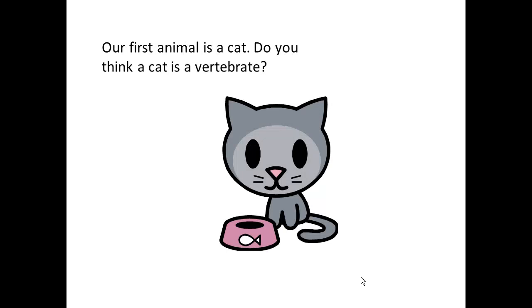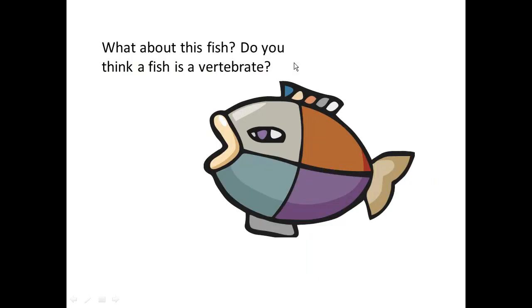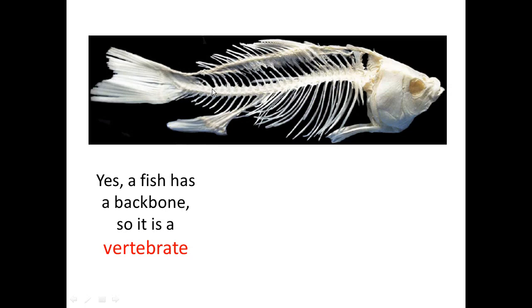So let's have a look at the first animal. It is a cat. Now we are going to look through an X-ray to see if it has a backbone or not. This is the result. As you can see, the cat has a backbone, so it belongs to the group of vertebrates. Let's have a look at the fish now. Looking through the X-ray, again, you can see it has a long backbone. So this is a vertebrate as well.